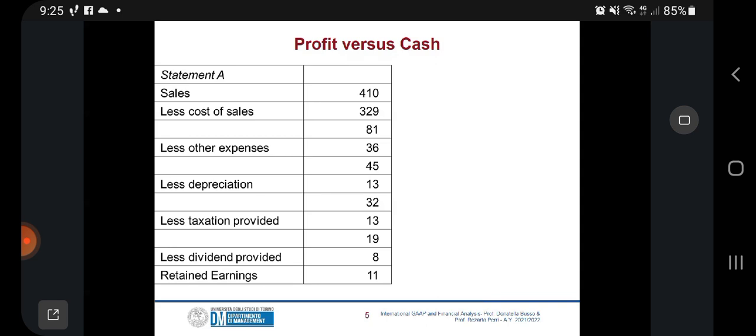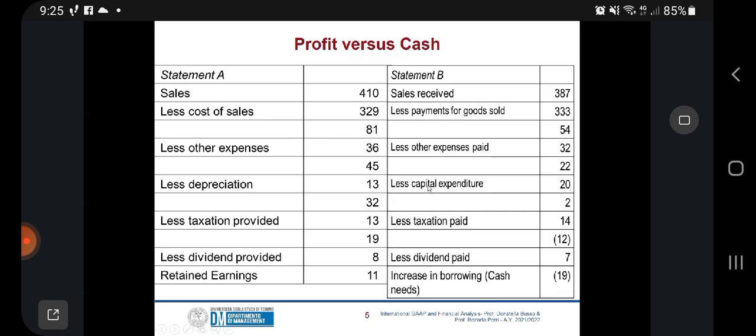and requirements. Whereas on the other statement, which is a simplified version of the cash flow statement, actually the cash flow statement is much more full of information than this, but this is very simplified. We are focused only on the cash proceedings from each transaction. For example, sales are 410 cash units, whereas sales received are only 387.